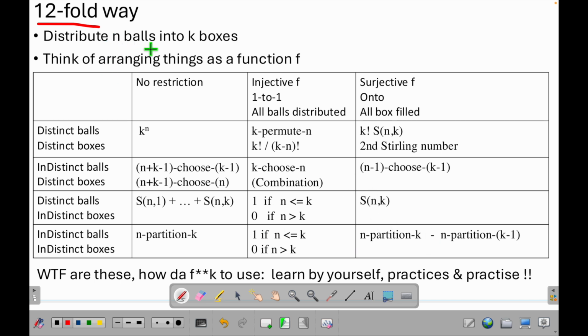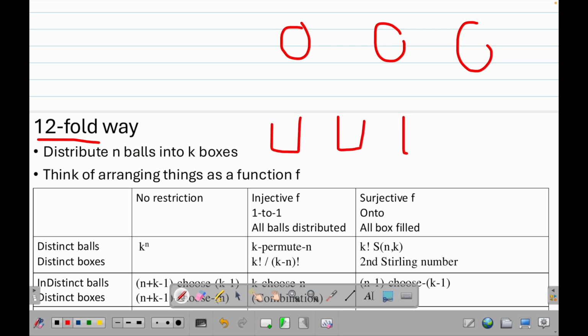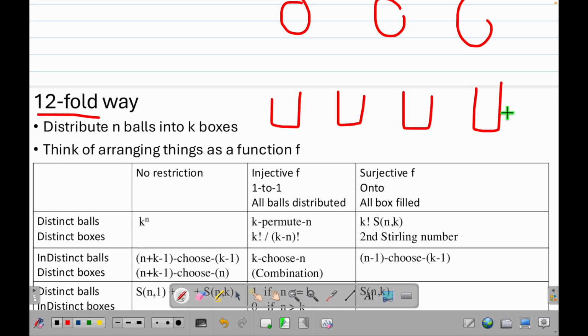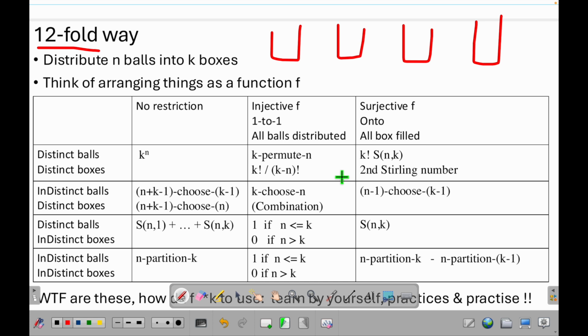You have n balls into k boxes. Think of it as, let's say, 3 balls. So I draw 3 circles. Okay, you have 3 balls, and then you want to put them into k boxes. Let me put 4 boxes. And here is the important thing: I didn't say anything about n and k. n can be larger than k, n can be smaller than k, n can be 0, k can be 0. That means this formula works for any k and n that is a natural number.